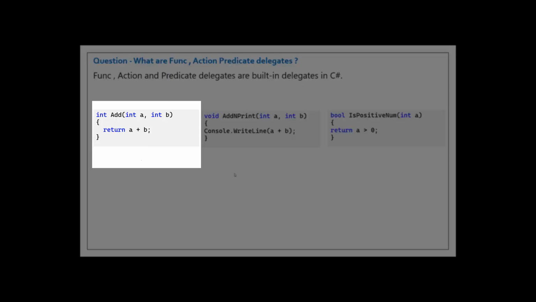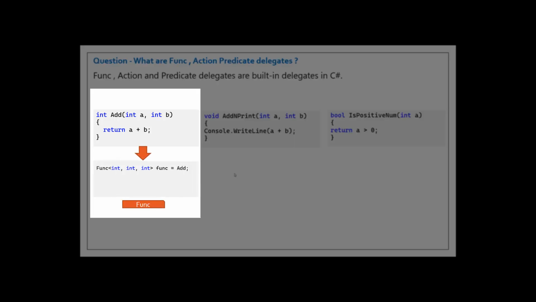Let's demonstrate how we can write Func for this add method. Func delegate can take 0 or more input parameters and 1 output parameter. We will go into more detail later. For now, the Func has two integer parameters as input and the last one is the output. And we are referring to our add method here. So our add method has two integers. So the first two generic types of this Func are the parameters in the add method. And the last one is of type integer, which is the return type of the add method.